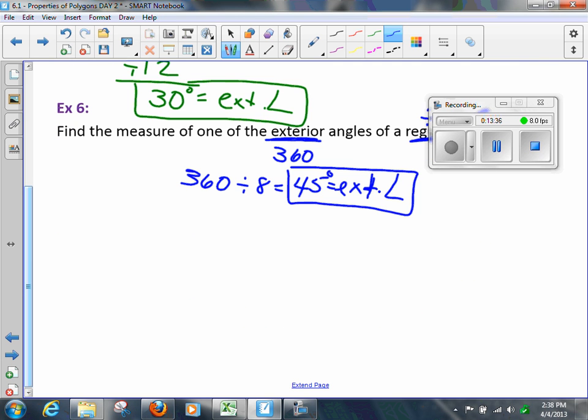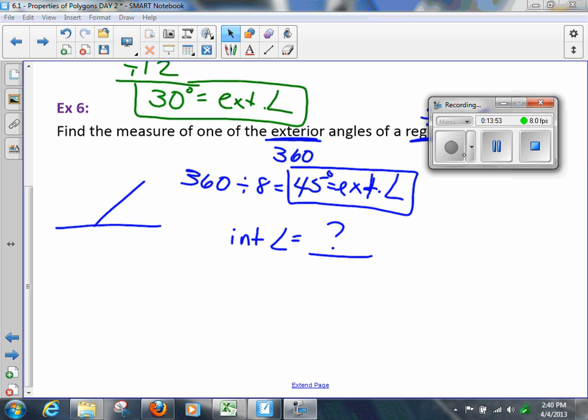Hey, let me take this a step farther. In that same figure, what will the interior angle be? How come? Because it's a linear pair. Hey, you need me? What about the interior angle?